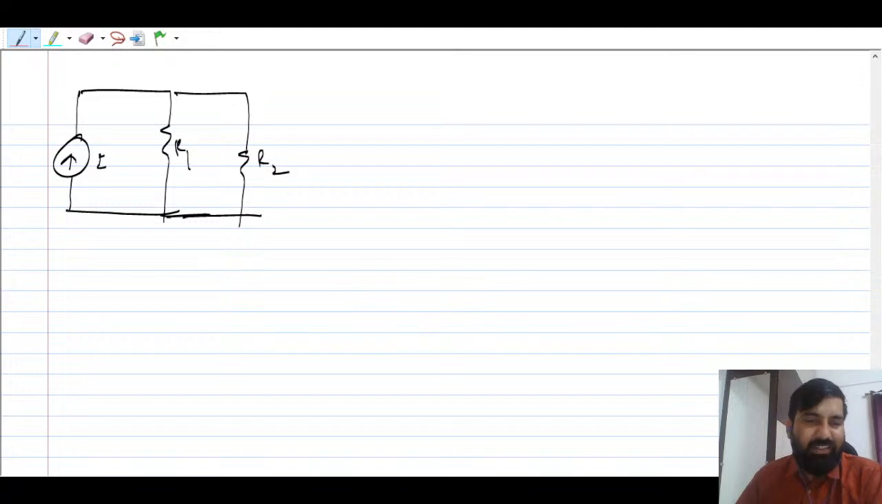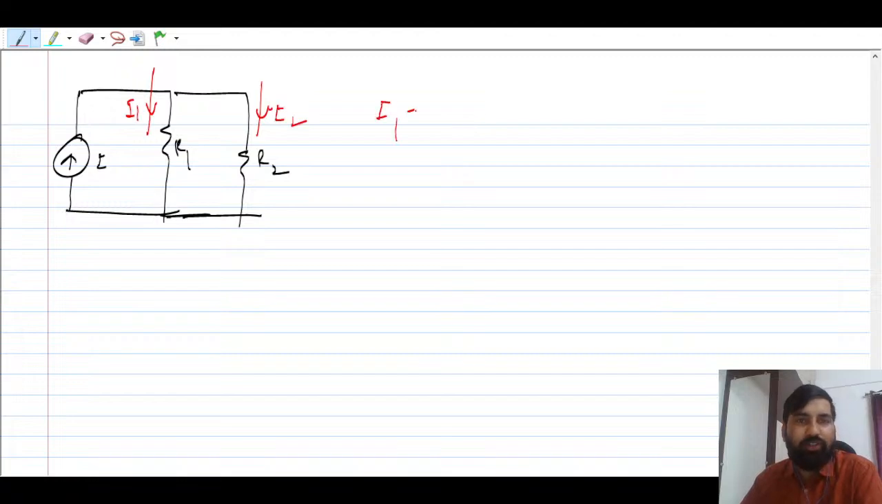You don't have to apply KCL and KVL. Many students do, right? But here, why to apply KCL and KVL, since you know that you can find out the voltage across R1 and R2. So how can you find the voltage across R1 and R2? You need to find the current through this. This is I1 and this is I2.